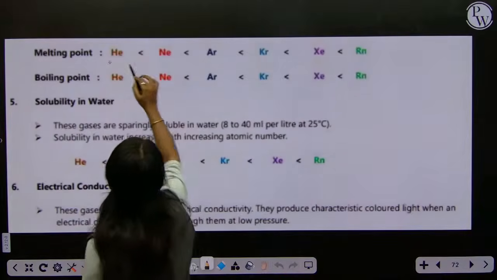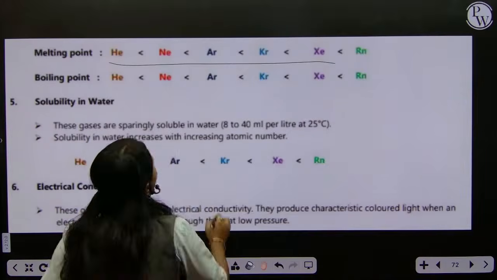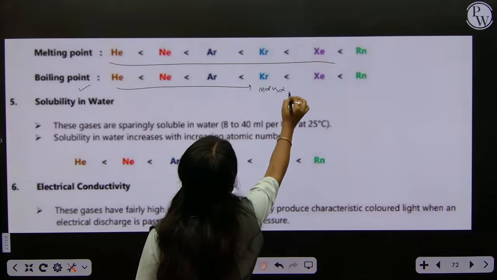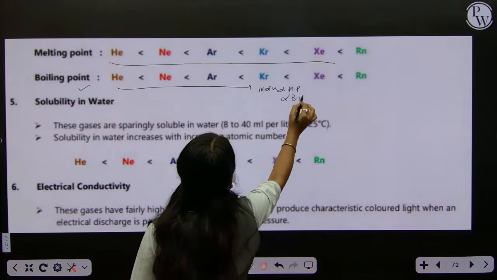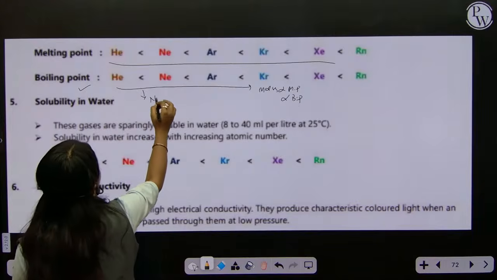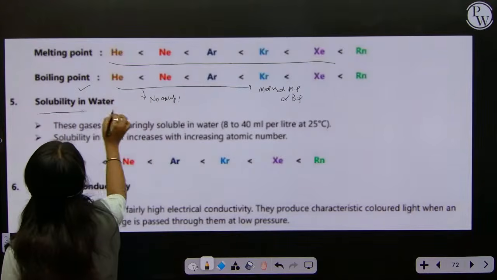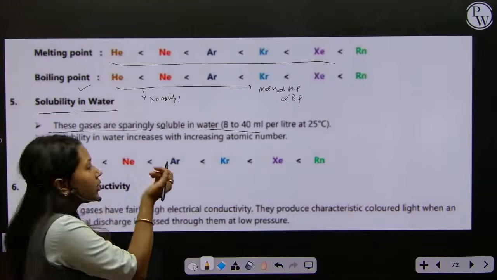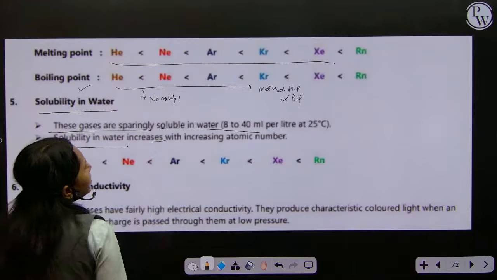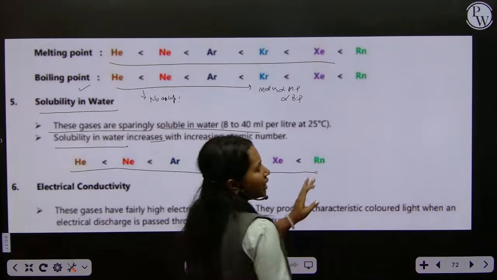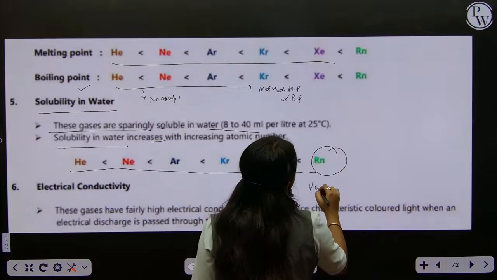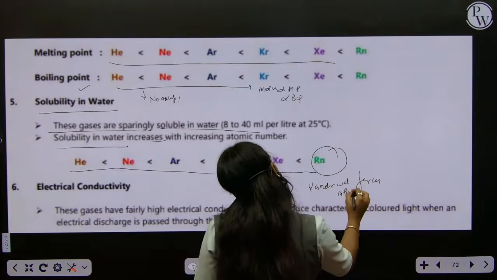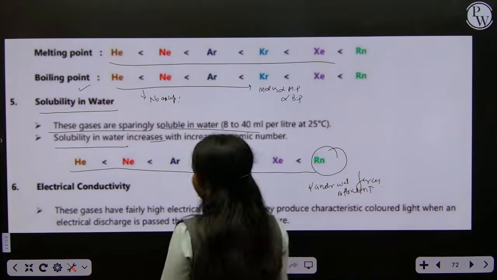Melting point. As we go down the group, the mass increases, melting point increases. Boiling point also increases with mass. Both melting point and boiling point increase, no exception in this. Solubility in water: these gases are sparingly soluble because they do not form bonds with water. Solubility increases with atomic number, because as atomic number increases, the van der Waals force increases. If the van der Waals force increases, attraction will increase, and solubility will increase.